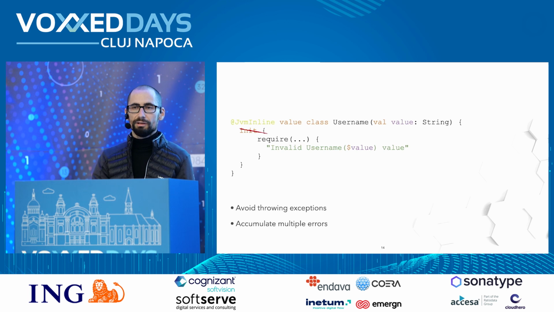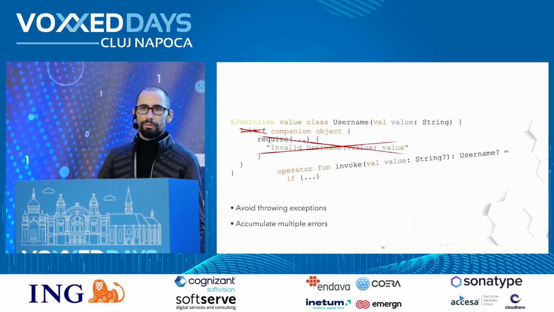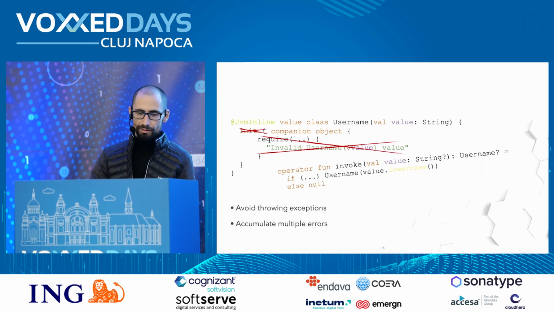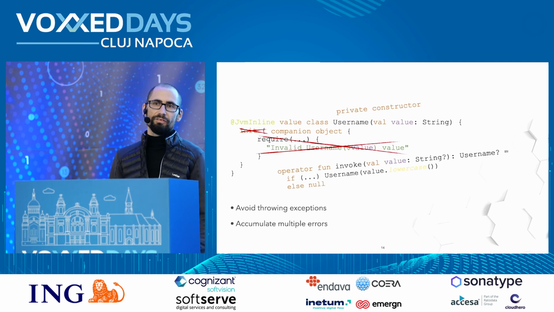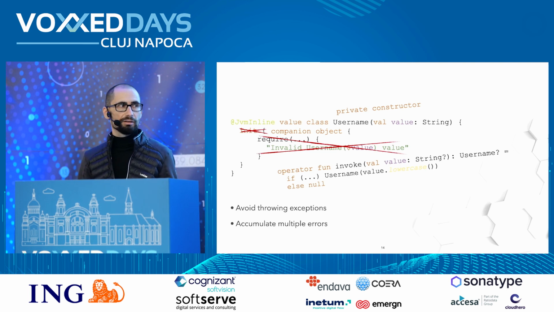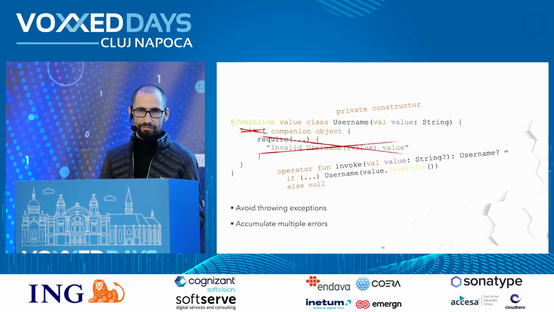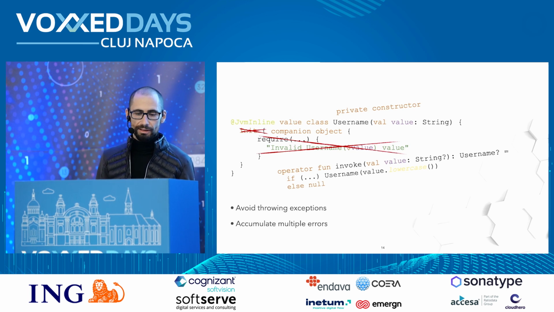So instead of using an initializer block, we can use a companion object. And instead of using the require function, we can use the operator invoke and make the default constructor private. When we use the invoke operator, from the client's perspective, there will be no difference. For him, it would look like it's still calling the constructor of the type, so there is no difference from the caller side. But from our side, it's better because we managed to lose the exceptions.